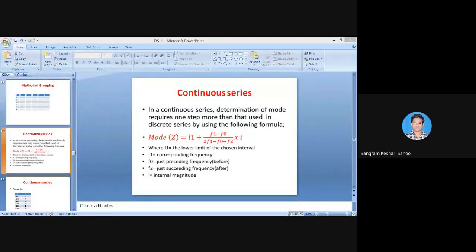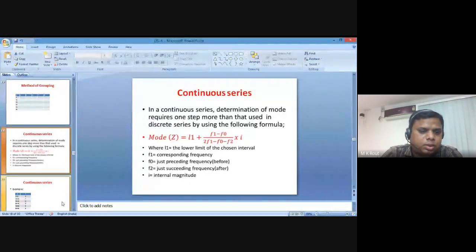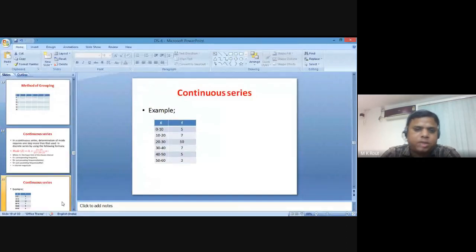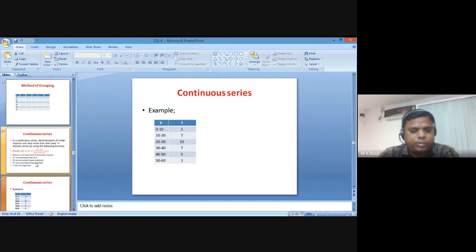Yes, sir. Okay. So in this case, suppose the example is given in case of x variable, that is 0 to 10, 10 to 20, 20 to 30, 30 to 40, similarly 40 to 50 and 50 to 60, and their respective frequencies are given. So what is the common factor or interval magnitude of this continuous series? 10. The value of I is 10.